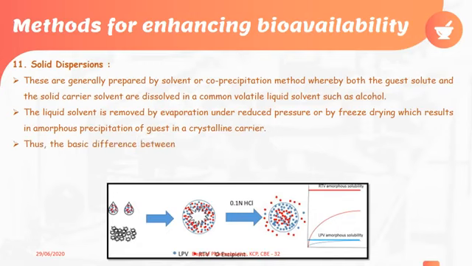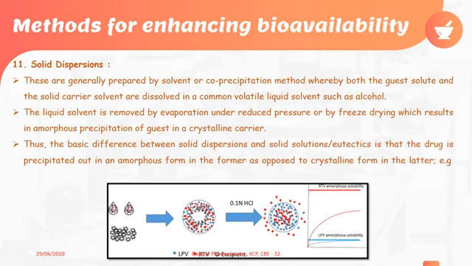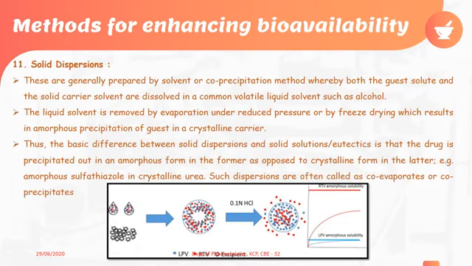Thus, the basic difference between the solid dispersion and the solid solution or eutectic is that the drug is precipitated out in an amorphous form in the former as opposed to crystalline form in the latter. Amorphous sulfathiazole in crystalline urea is an example for this approach. Such dispersions are often called co-evaporates or co-precipitates. So this is what solid dispersion is.